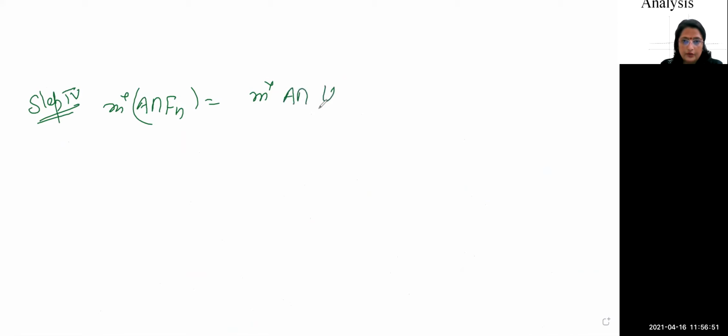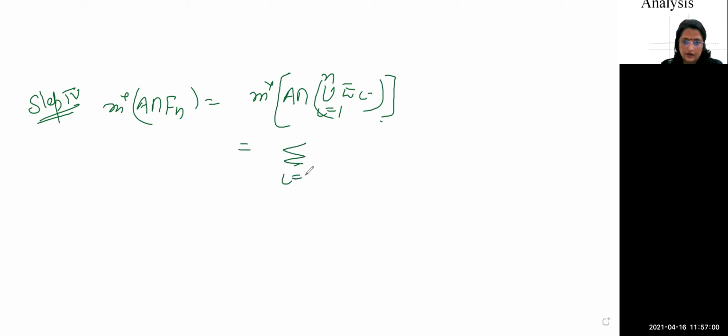So now m star A intersection Fn, you will put the value. This is the next step. Step number 3 or 4, whatever it is. What is the value of Fn? Union i running from 1 to n, Ei. This is the value. ठीक है जी.